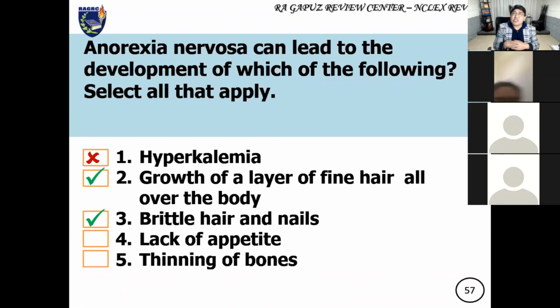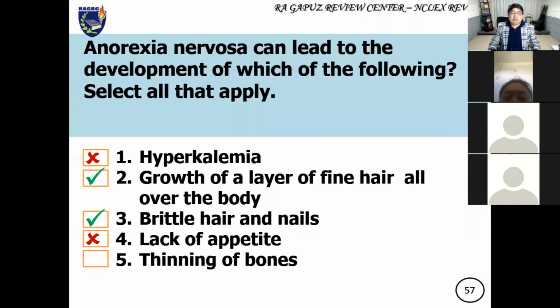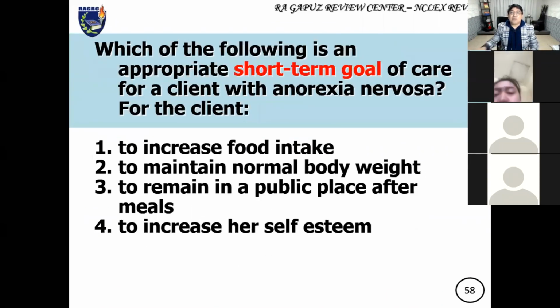Lack of appetite: actually, anorexia is a misnomer because anorexic patients don't lack appetite. They have appetites, but they suppress their appetite. So this is not an accurate description of the patient. So we put an X, and then thinning of bones, okay, could potentially occur in patients with anorexia. Okay. So which of the following is an appropriate short-term goal of care for a client with anorexia?